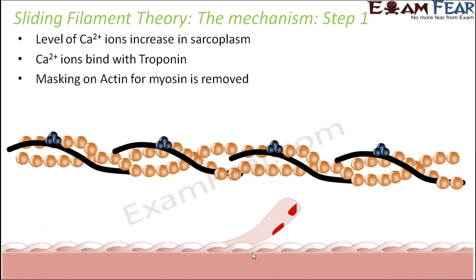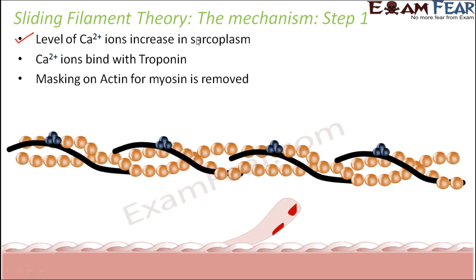Now let us see what happens with this much of calcium ions. From here starts the main sliding filament theory. In the previous slide we saw how the process of muscle contraction is initiated. As soon as the signal reaches the muscle fiber, the calcium ions will begin to increase in the cytoplasm. That is the start of the process of muscle contraction.